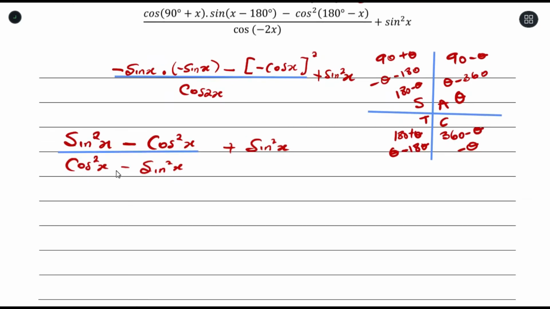Now the next thing I'm going to do is notice I can cancel out the numerator and denominator, but I can only cancel it if I rewrite the denominator. So what I mean by that is that this can be rewritten like this.